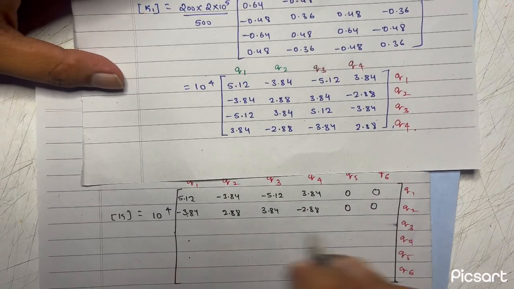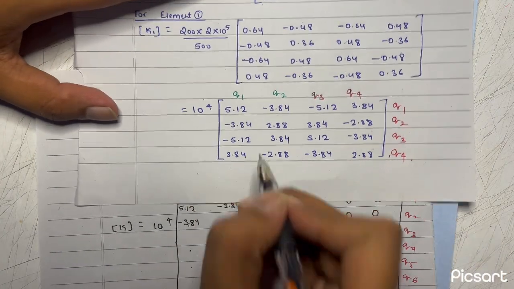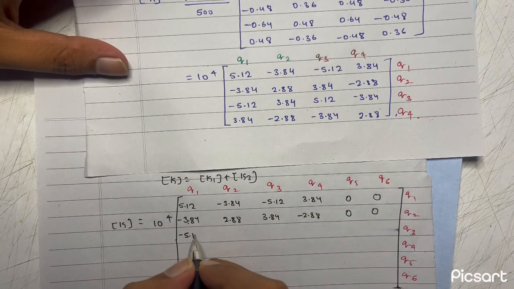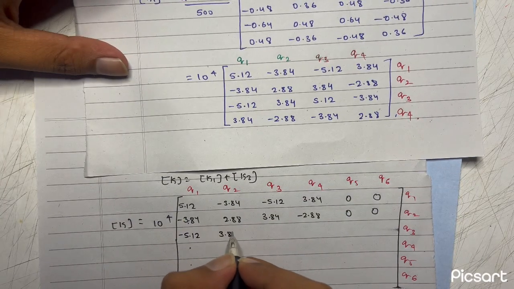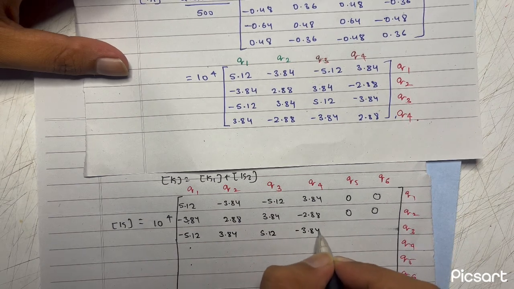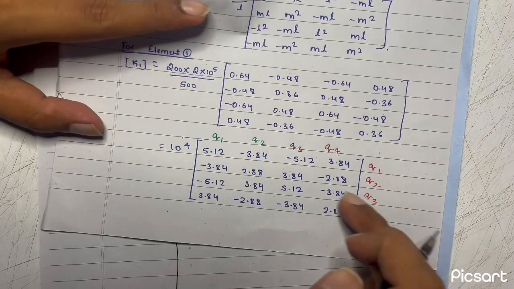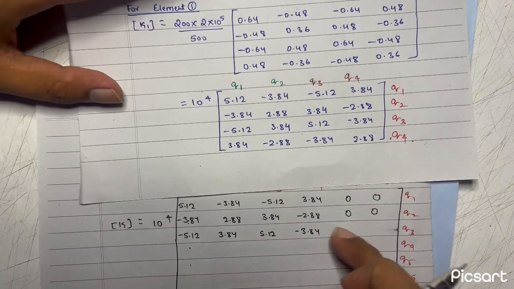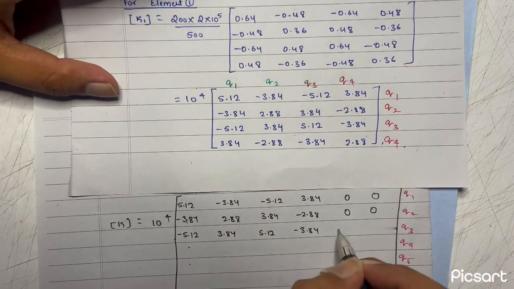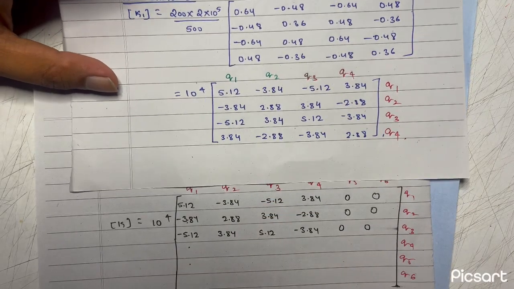Now Q3 row, this is Q3 row, Q1 column, -5.12, 3.84, 5.12, -3.84. Here with respect to Q3, 5 and 6 in this matrix we don't have anything, that is 0, 0.